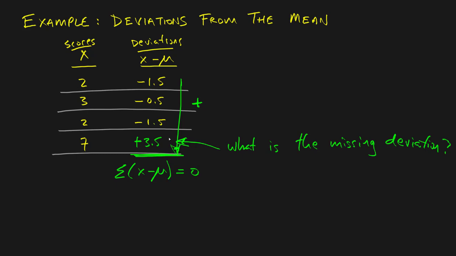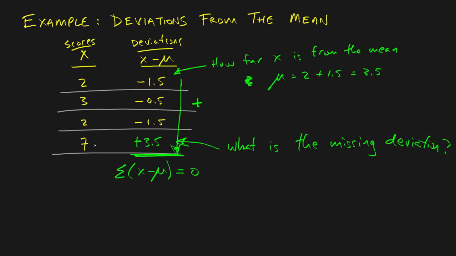Another way to do this is to have a look at one of these deviations. Let's look at the first one, negative 1.5. What does that mean? Well, a deviation tells you how far x is from the mean. So the negative tells me that the 2 is below the mean. How much is it below the mean? It's below by 1.5. So if a 2 is 1.5 below the mean, the mean must be equal to 2 plus 1.5, 3.5.